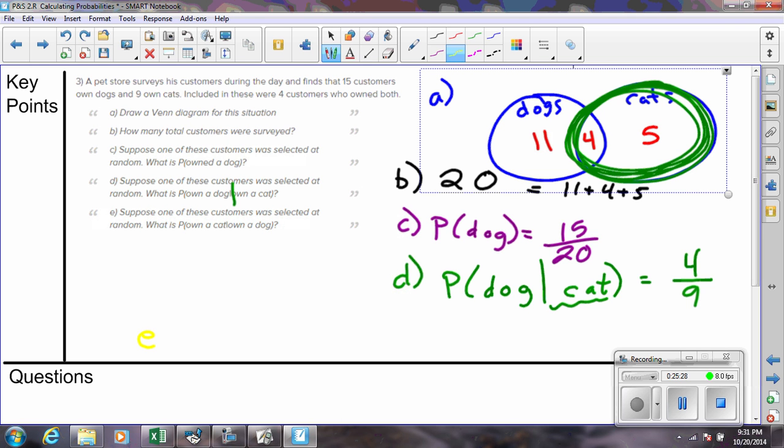For part E, this one is asking what is the probability that they own a cat given that they own a dog. Exact backwards then. This is the group that says if we're only considering people who already have a dog, this is the only group we're allowed to examine. Well, if that's all that exists for us, there are 15 people in that yellow circle. How many of them also own a cat? That was 4. And this one's finished.